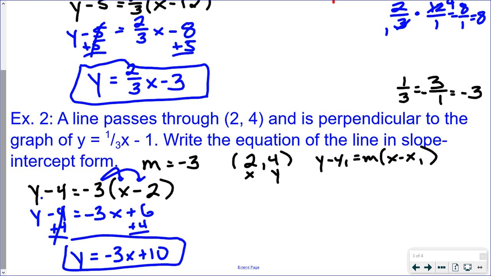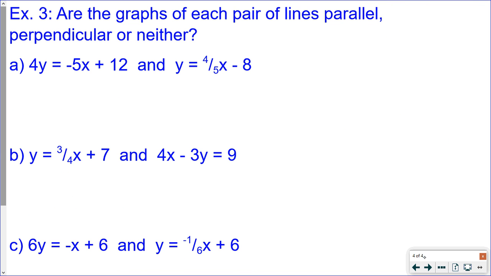All right, I got one more slide for you here. Are the graphs of each pair of lines parallel, perpendicular, or neither? So again, the key to telling if they're parallel or perpendicular is the slopes. So the slopes have to be equal if they're parallel. If they're perpendicular, they're opposite reciprocals of each other.